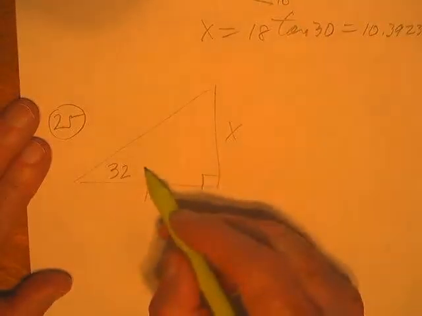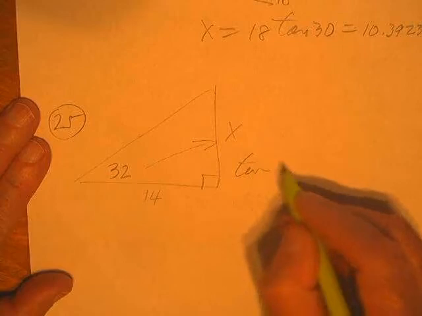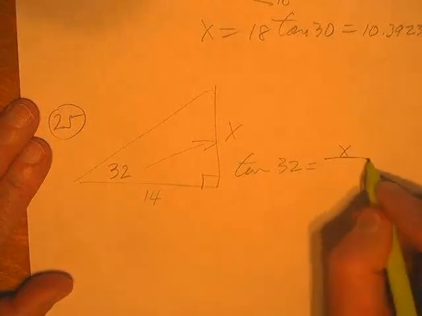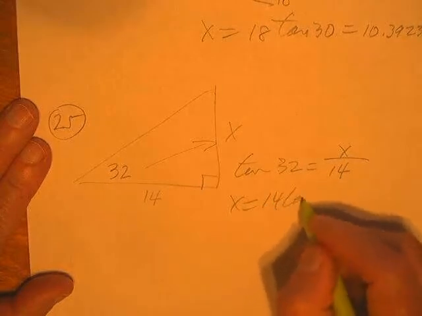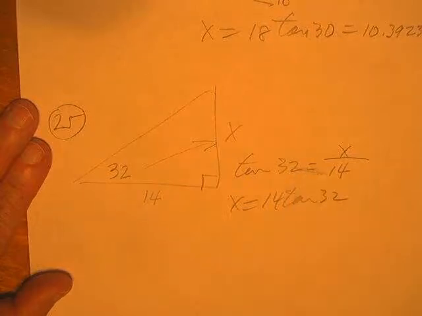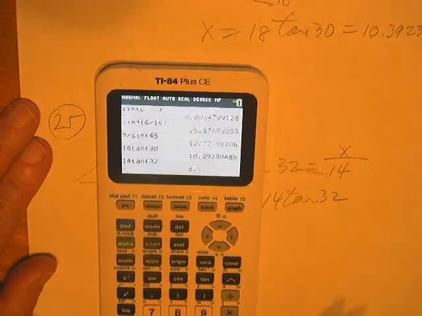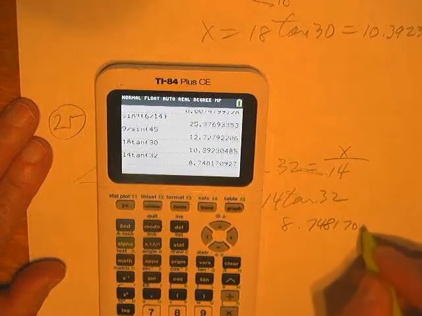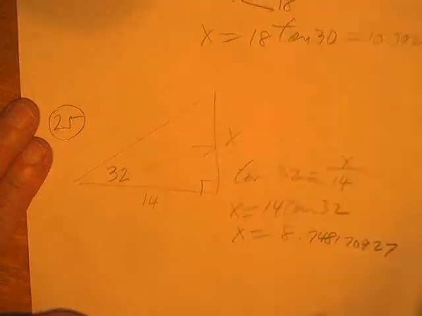Here's the next one. Look at this. Opposite 32, adjacent 32. This is tangent of 32 is x over 14. X is 14 tangent 32. X is in the top, you just multiply those. So that's not too bad. 14 tangent 32, enter. The answer is 8.7481 7092 7. No rounding. There's that one.